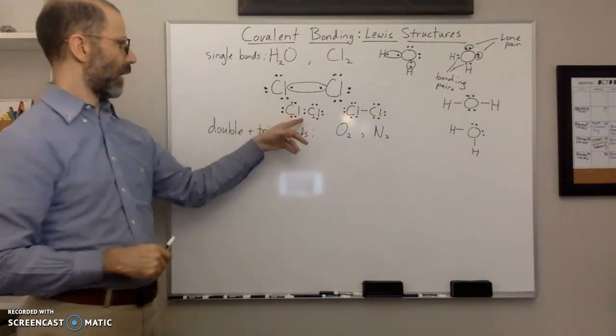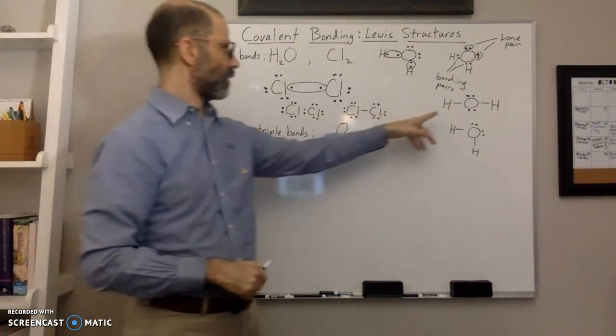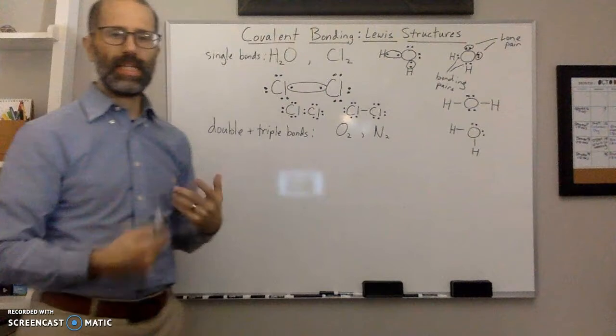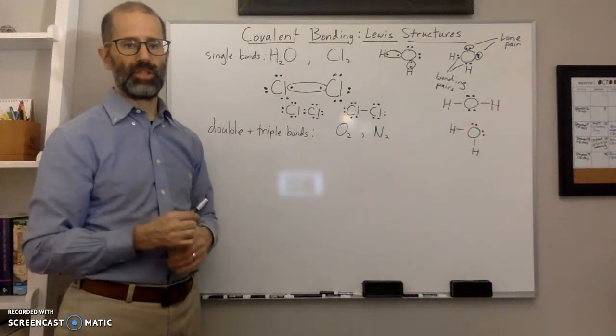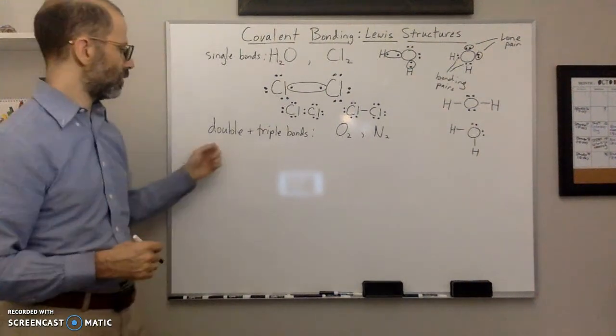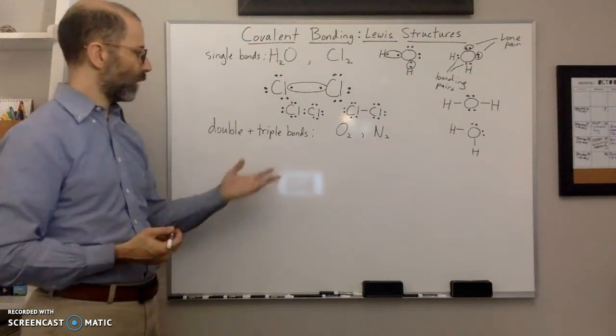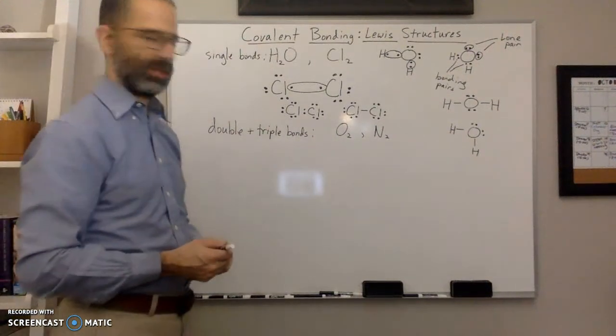So you'll notice each of them has a single bond. So 1 bond, 1 bond, 1 bond. Each line represents 2 electrons. So a single bond is just 2 electrons. But what about double and triple bonds? Okay, so let's start with oxygen.